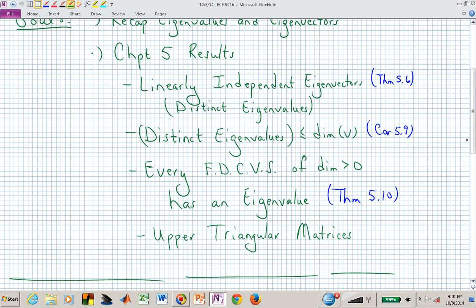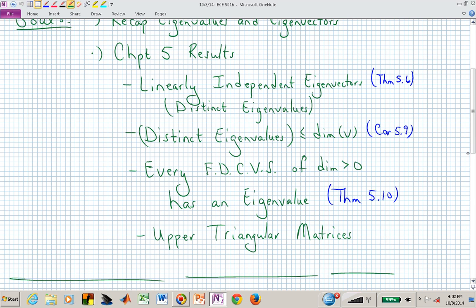We will start today after the recap with corollary 5.9, which talks about the number of distinct eigenvalues that we can have in an operator, and that's limited by the dimension of the vector space V. Then we will talk about finite dimensional complex vector spaces, FDCVS. If the dimension is one or more, then that particular map has an eigenvalue. That's theorem 5.10.